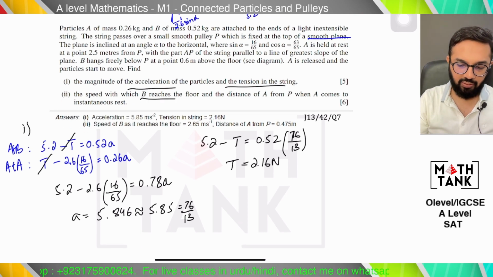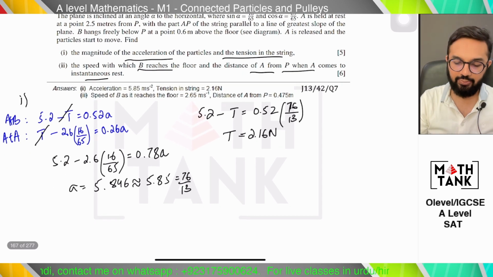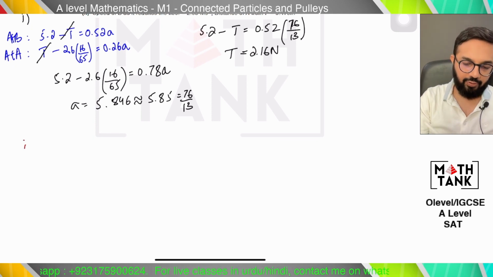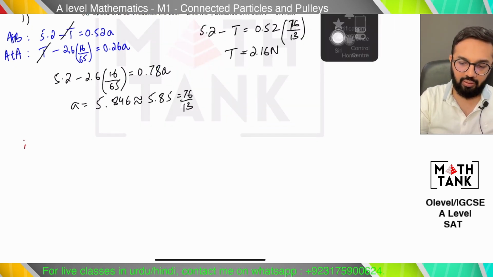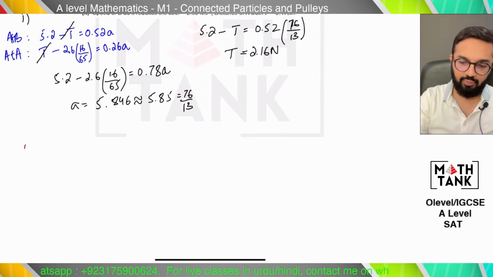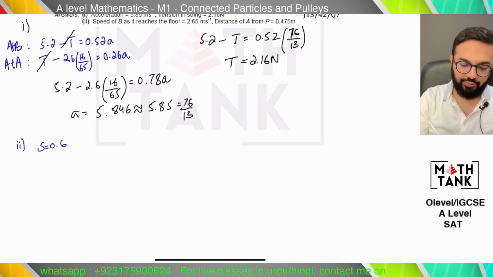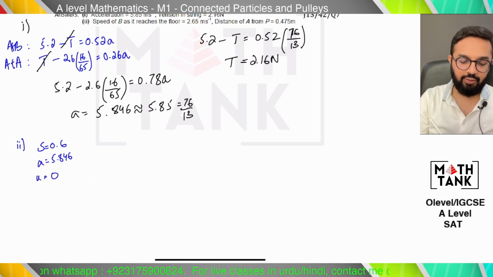It says the speed with which B reaches the floor and the distance from A to P when A comes to instantaneous rest. Okay, so again, let's start off with our calculations. Okay, the speed with which B reaches the floor. So B has to travel a distance of 0.6. It's traveling with an acceleration of 5.846. It has a starting velocity of 0. I'm trying to find v. So v squared equals u squared plus 2as.